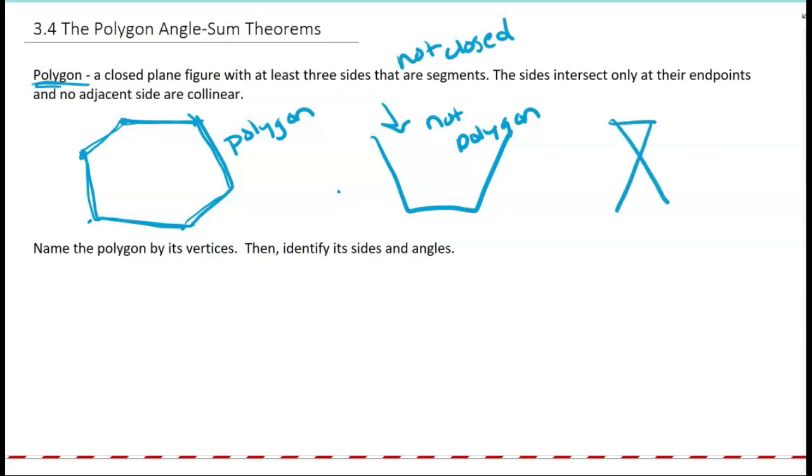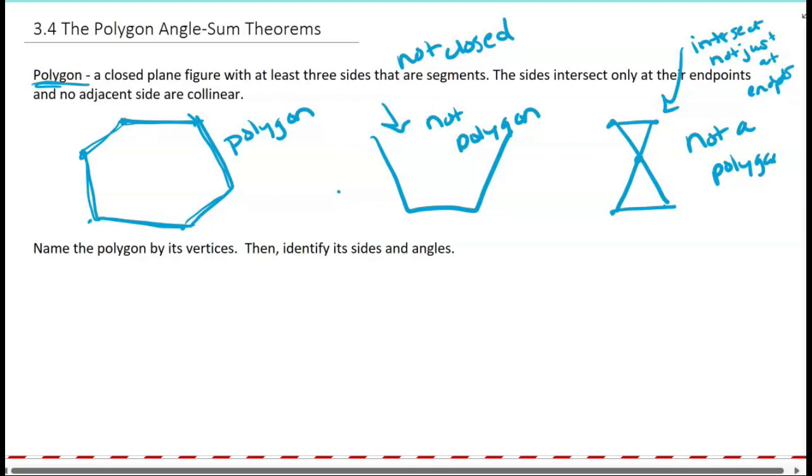Neither is this a polygon. Why? Because it intersects here. The segments intersect at some place other than the endpoints. They intersect not just at endpoints. Okay, so it can't be open like in the second case, and they can't intersect anywhere other than at the endpoints in order for it to be a polygon.